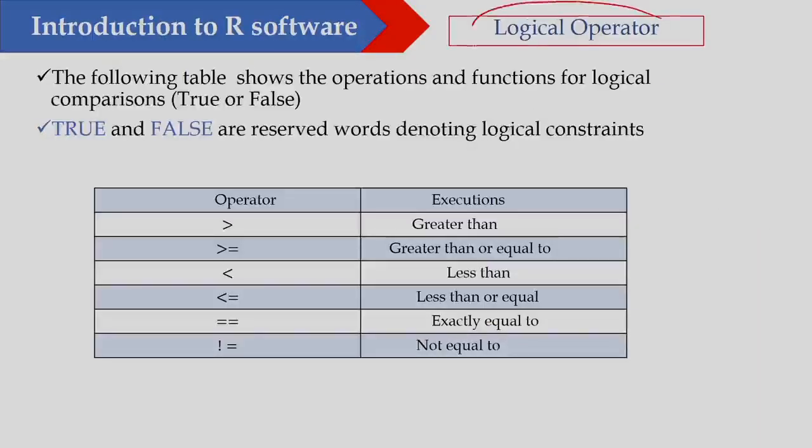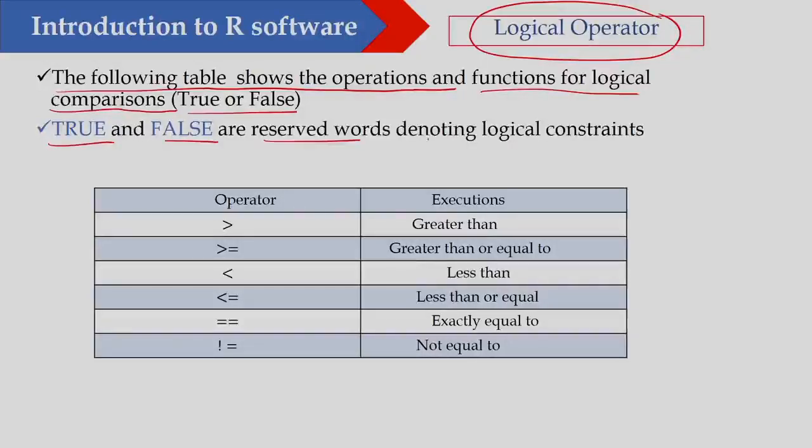So, there are the logical operators. In programming I also need logical operators. The following table shows the operations and functions for logical comparisons, true or false. TRUE and FALSE are reserved words denoting logical constants. So, what is this? This is greater than and this is greater than or equal, then this is less than, this is less than or equal. Then if it is equal, suppose I say x = y. What does it mean? That the value of y will be assigned to x. But if I say x == y, this is a logical statement, that means checking whether variable x is equal to y. If it is equal, it will return TRUE, and if it is not equal, it will return FALSE.